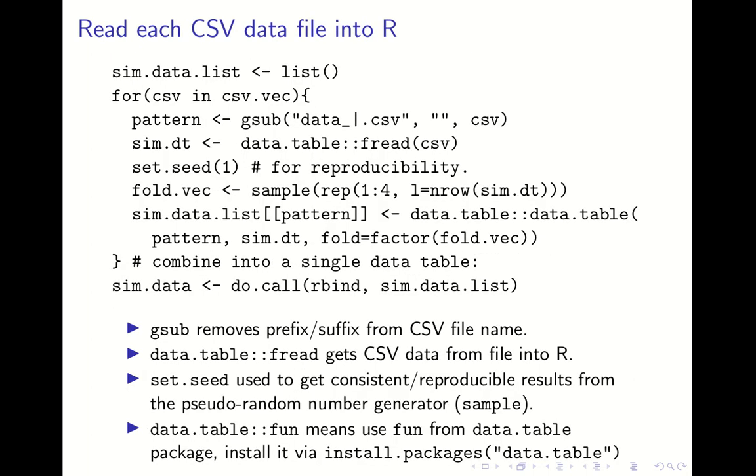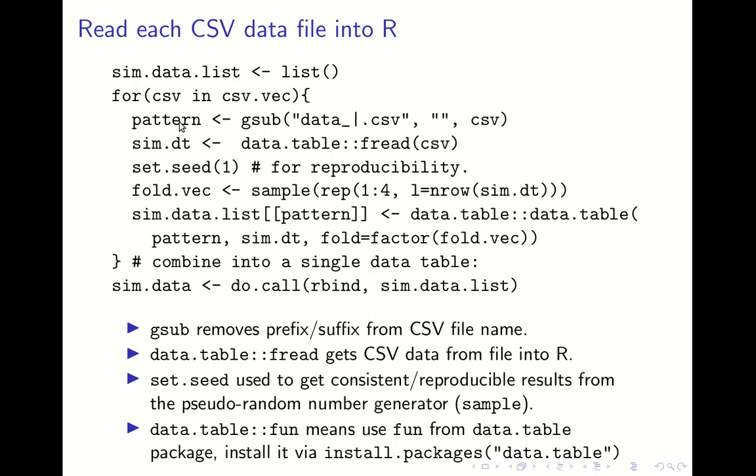So what we can do then is read each CSV data file into R using a for loop. Here we're using this for loop over the CSV file names that we saw before. Before the for loop, we're going to initialize an empty list, and this list is going to be populated with all of the different data sets that we're going to be reading in each iteration of the for loop.